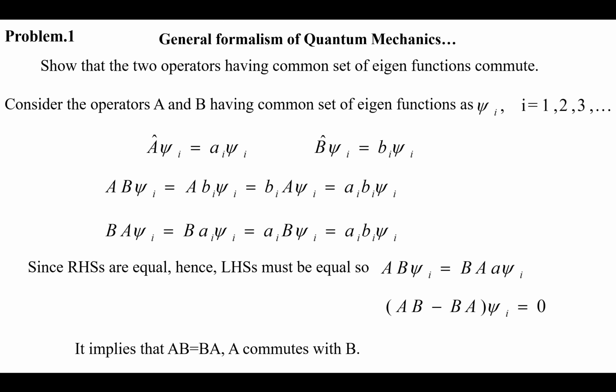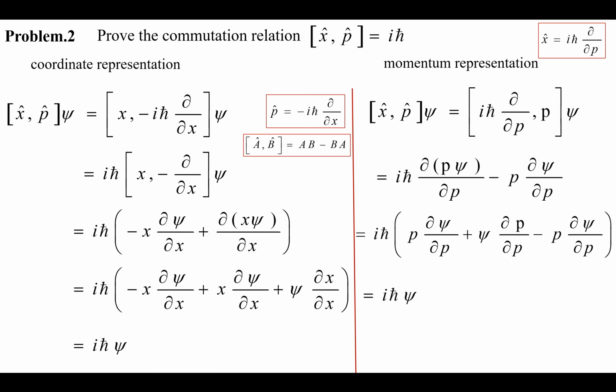Okay. Now we'll go for problem number 2. Prove the commutation relation [x, p] equals i h-bar, and we are going to prove it both ways. One is by means of coordinate representation, and another is by means of momentum representation. Of course these two representations are very important. One is just the inverse of the other, in the sense that one is just the Fourier transform of the other. So this is what we have already discussed earlier in the classes.